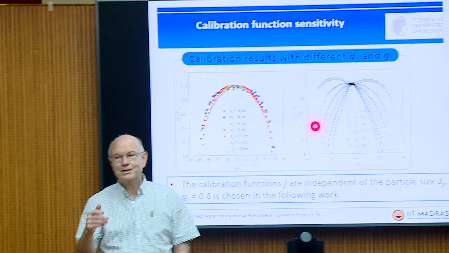Actually, I'm in the middle of preparing a review article exactly on this topic: one and two camera imaging for particle sizing. There's so much happening right now. It's absolutely dynamic. Every month or two, there's something new coming.